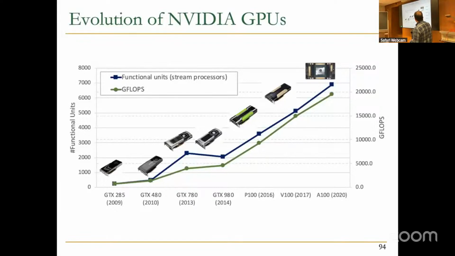Okay, but basically we are way advanced compared to that architecture in 2009. And you can see that GPUs get beefier and beefier. You can see the number of functional units, and here we have gigaflops. And I'm going to show you, for example, the Volta architecture in 2017.